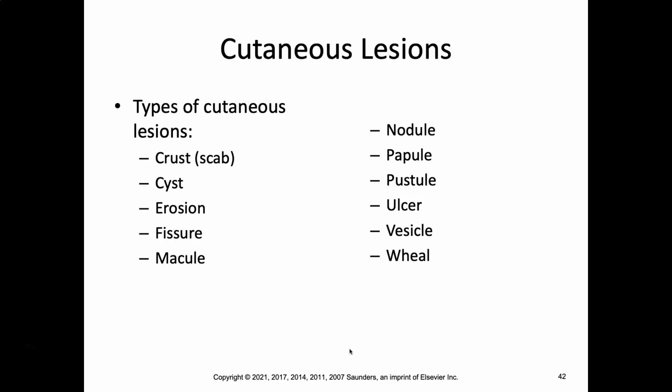Pages 624 to 625. 624 has all of these lesions listed as well as their meanings, and on 625 it has pictures to match. So you can take a look there and go through all of these, but I'll at least say them out loud in case you're wondering about pronunciation. So scab or crust, cyst, erosion, fissure, macule, nodule, papule, pustule, ulcer, vesicle, wheal.